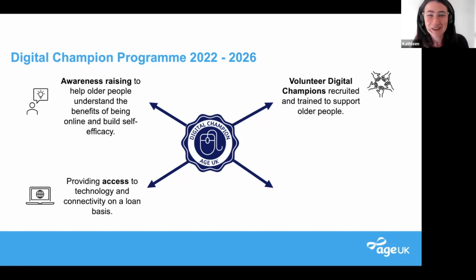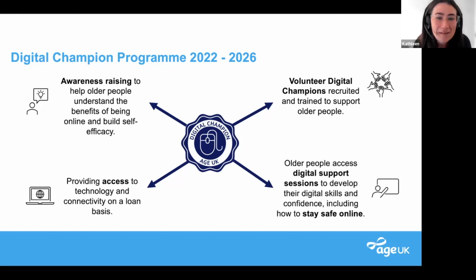The third component is the recruitment and retainment of our digital champions, who will in turn support and deliver digital skill sessions to older people. And finally, the fourth piece of the puzzle is the digital skill sessions themselves, where the digital champion works with the older person to identify their learning journey and develop digital skills and confidence.